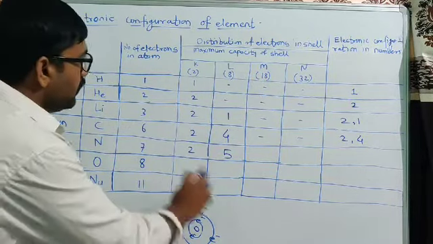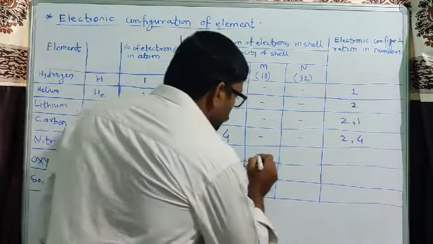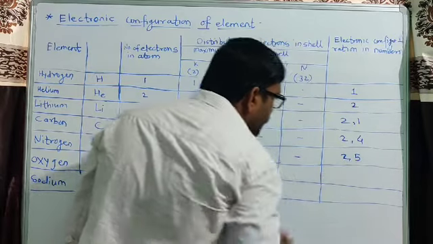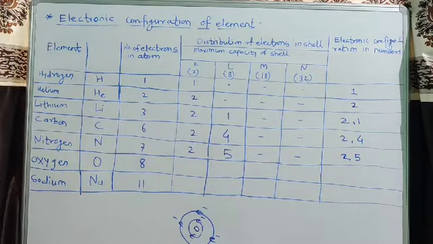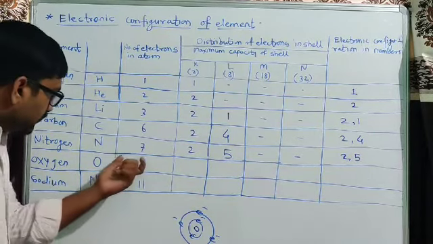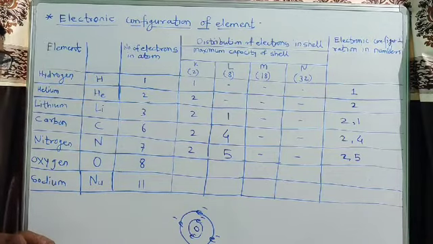Okay, so look at 2, 5. This is the electronic configuration in numbers of nitrogen. Then look at oxygen. There are a total of 8 electrons in an oxygen atom.